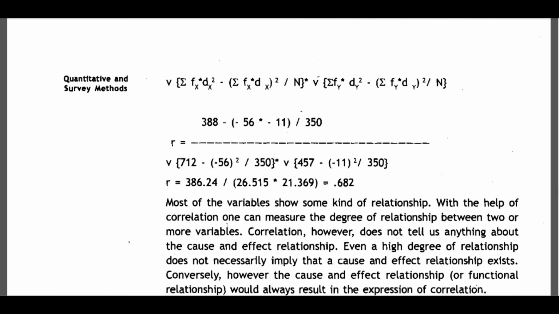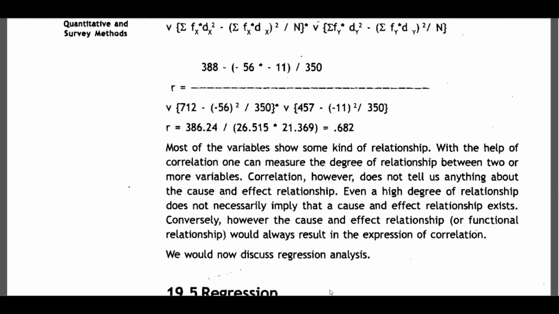With the help of correlation, one can measure the degree of relationship between two or more variables. Correlation, however, does not tell us anything about the cause and effect relationship. Even a high degree of relationship does not necessarily imply that a cause and effect relationship exists. Conversely, however, a cause and effect relationship or functional relationship would always result in the expression of correlation.